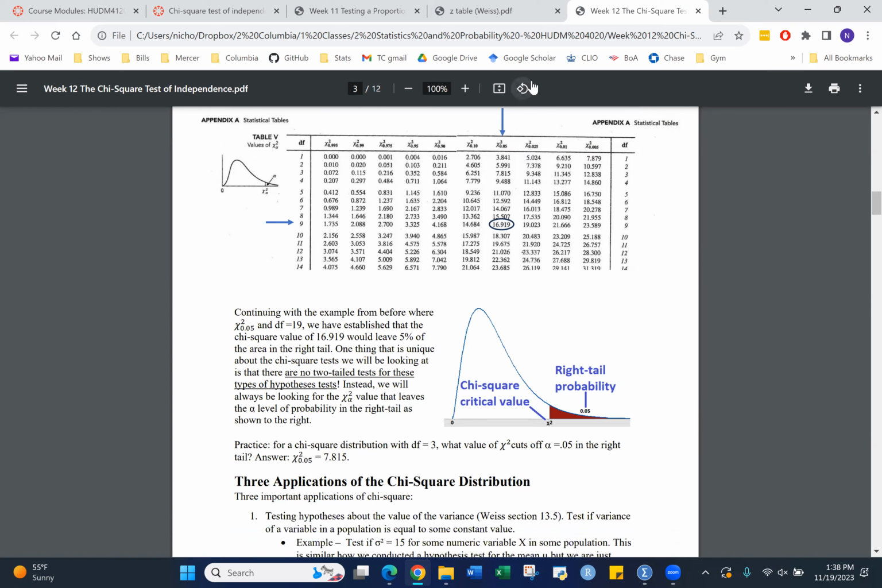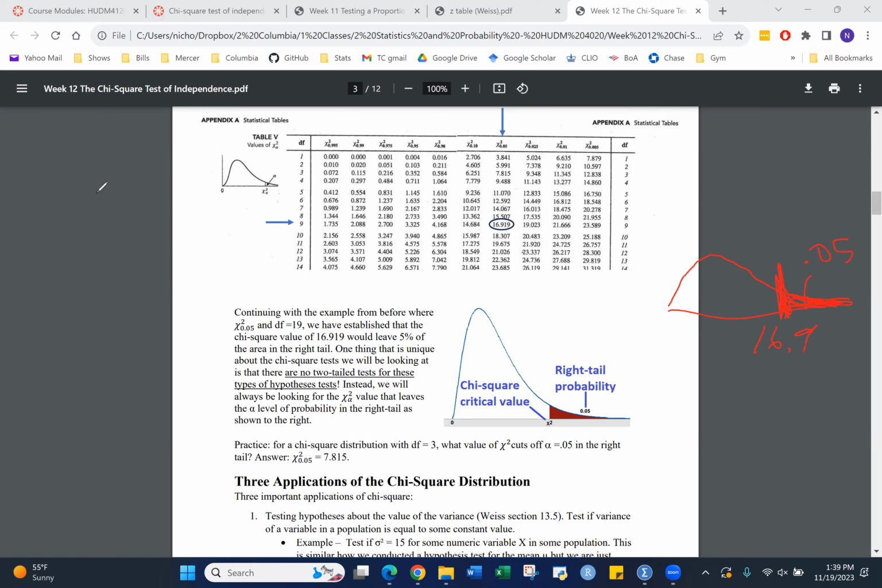So what that's saying, let me draw this in a picture. What that's saying is that if my chi-square distribution looks like this, well, let me draw that a little nicer. This is 0.05, and it's saying that 16.9 is the number here that leaves 5% area in the tail.